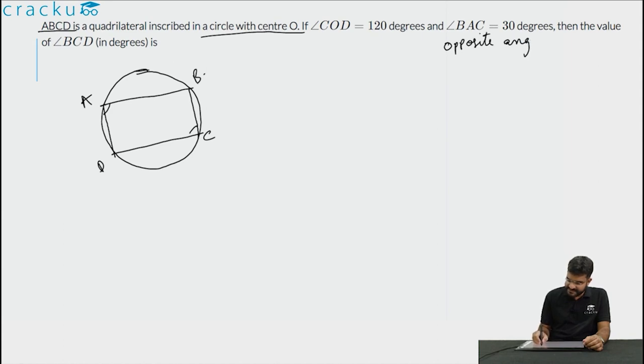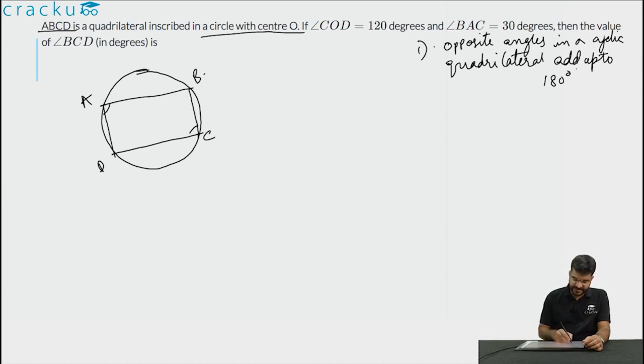Opposite angles in a cyclic quadrilateral add up to 180 degrees. This is the first thing that we should learn in this question. Similarly, the opposite angles, the other pair, also add up to 180 degrees. Now we are given that COD is 120 degrees.